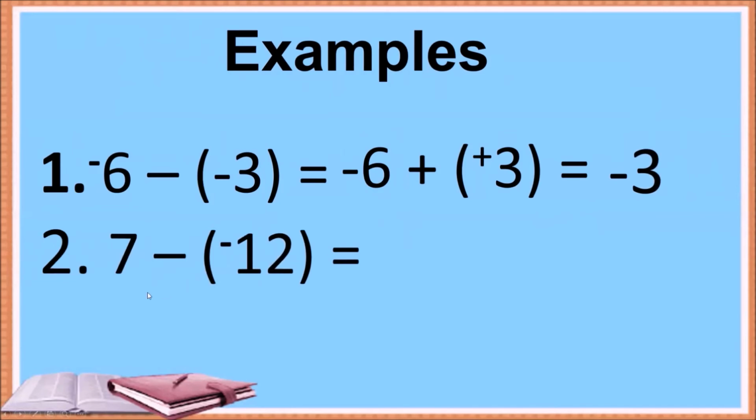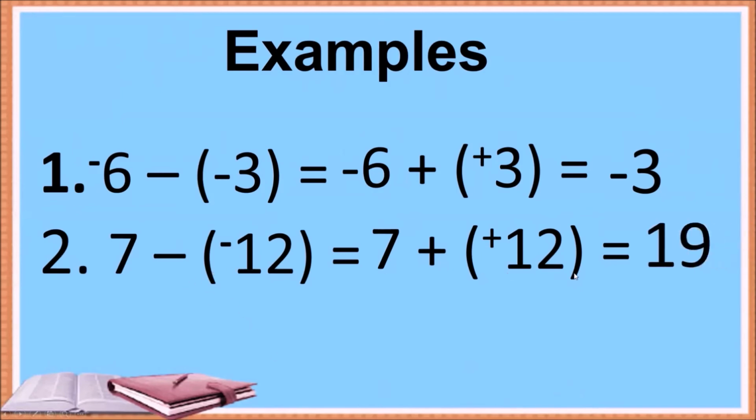Number 2, 7 minus negative 12. So again, plus sign at itong negative 12 magiging positive 12. So 7 plus positive 12. So the signs are the same, add 7 and 12. So we have 7 minus negative 12 is equal to positive 19.